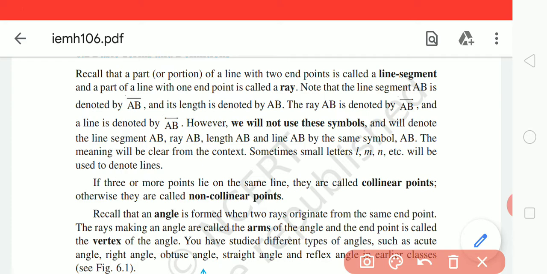Okay, here you know that this is AB. When we have only this on it, it means AB is an exact line and its length will be given. It is a line segment, right?